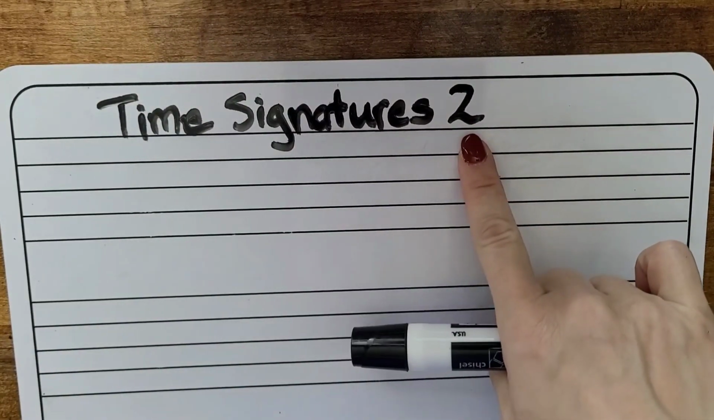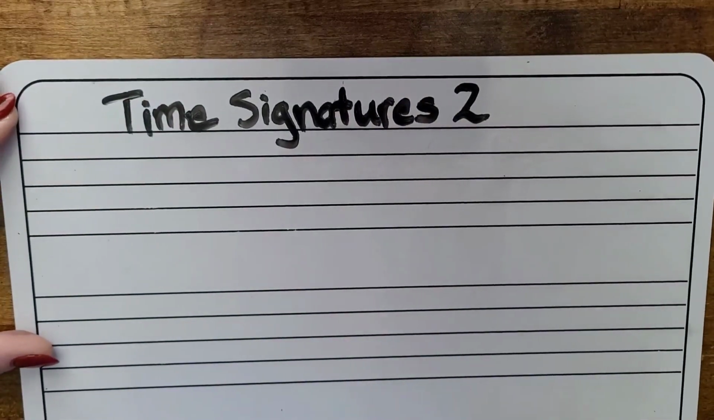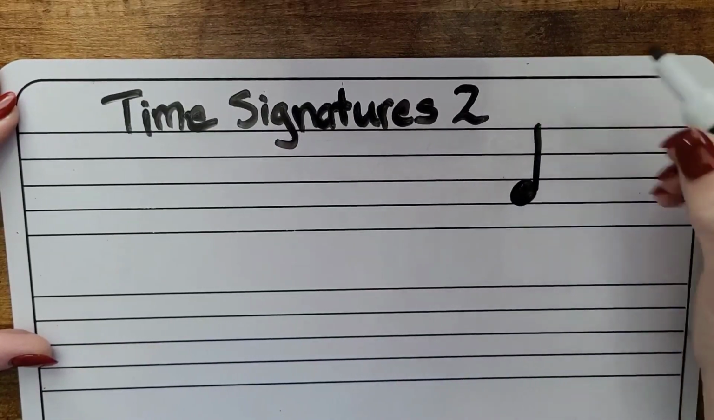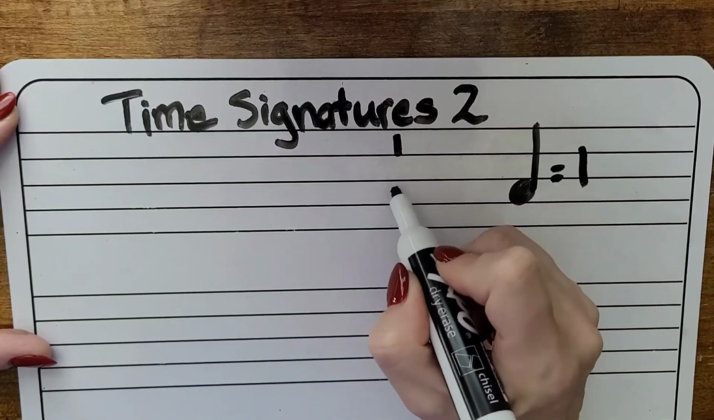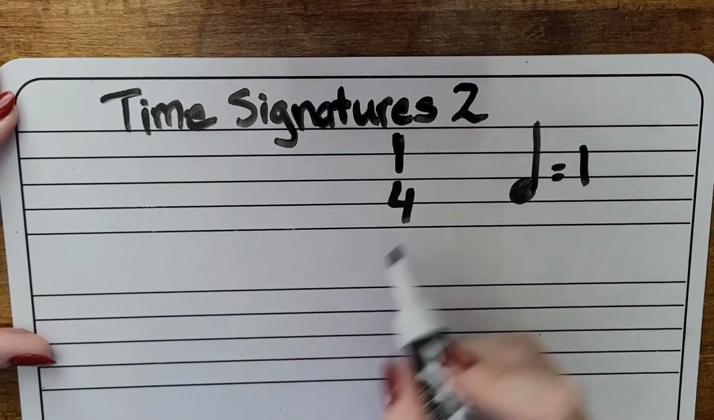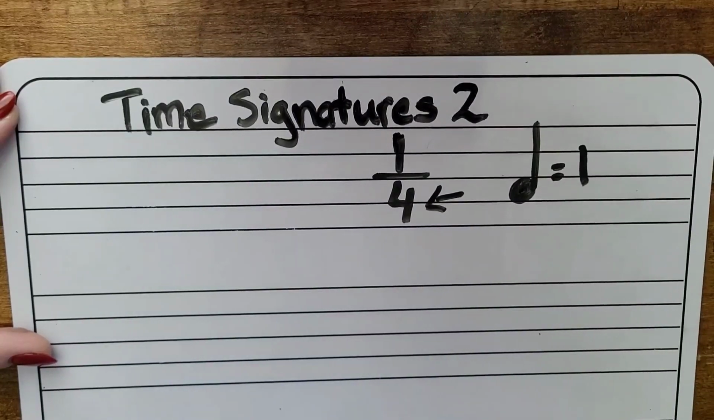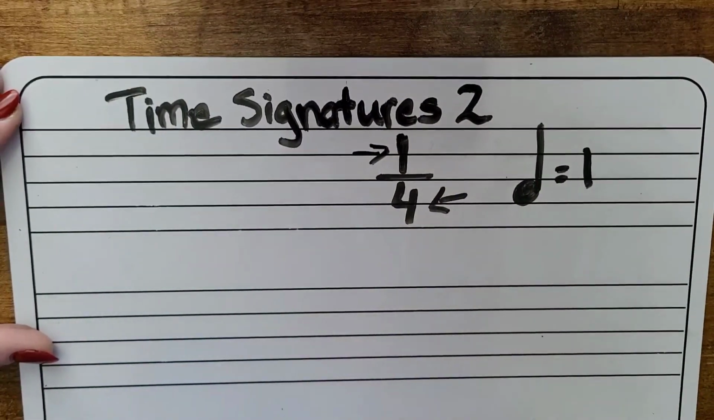This is going to be our second video for time signatures. We talked about how the quarter note equals the beat if it is in a 4 time signature. This is our quarter, and if we have a 4 on the bottom, that means our quarter note gets the beat. And then the top number tells us how many beats there are in the measure.